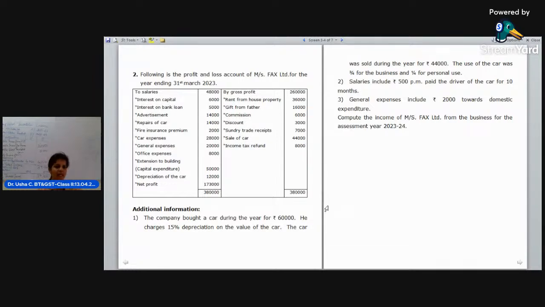Okay, next, income tax refund. As I said, when we are not allowing income tax payment as an expenditure, then the income tax refund is also not allowable. Income tax refund also is not allowable.